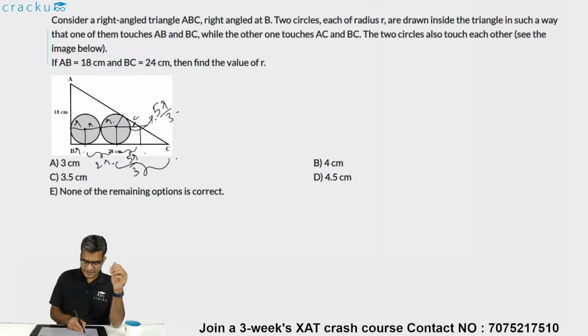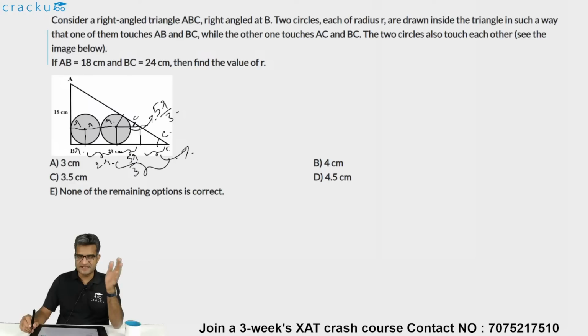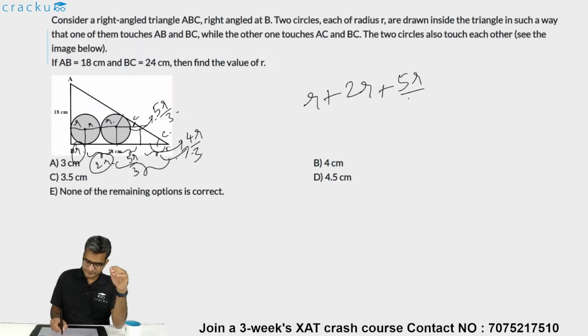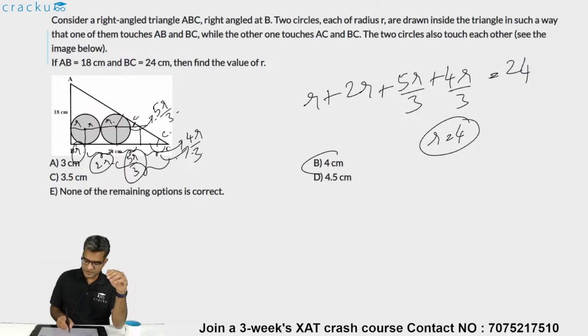Now I need to just calculate this length. If I calculate this length, I'll get the total value of the base BC in terms of R. I'll again use that this is C, and I know the value of sin C and tan C and cos C to calculate the length of this one, which will be 4R by 3. So overall, the length of the base is R plus 2R plus 5R by 3 plus 4R by 3. This has to equal 24. You can simplify this, you will get that the value of R is 4 centimeters, which is option B.